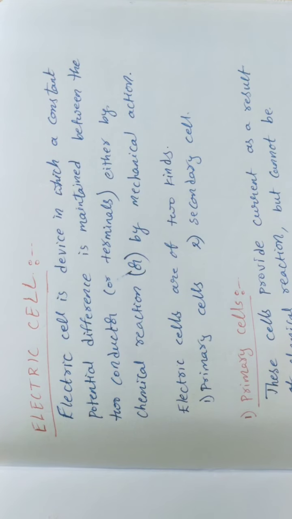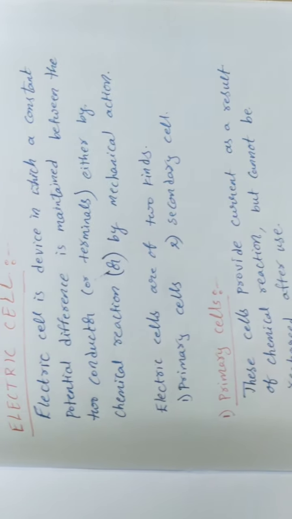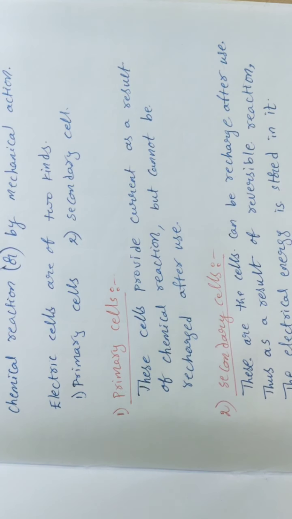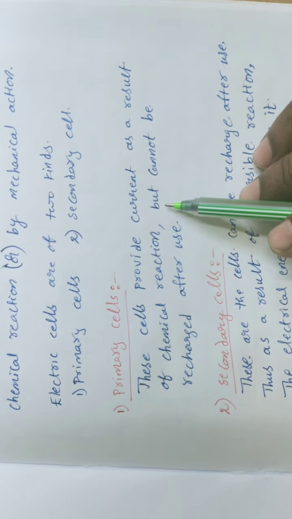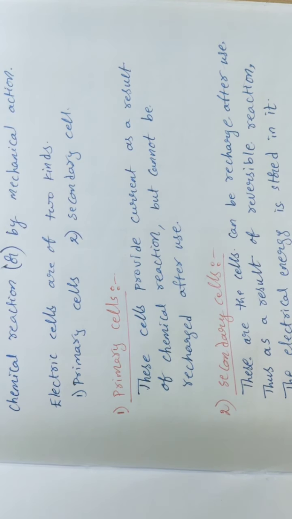For example, if you use a cell and after using it we are unable to recharge that cell, that type of cell we call a primary cell. These cells provide a current as a result of chemical reaction but cannot be recharged after use. After using them we are unable to recharge, and that type of cell we call a primary cell.